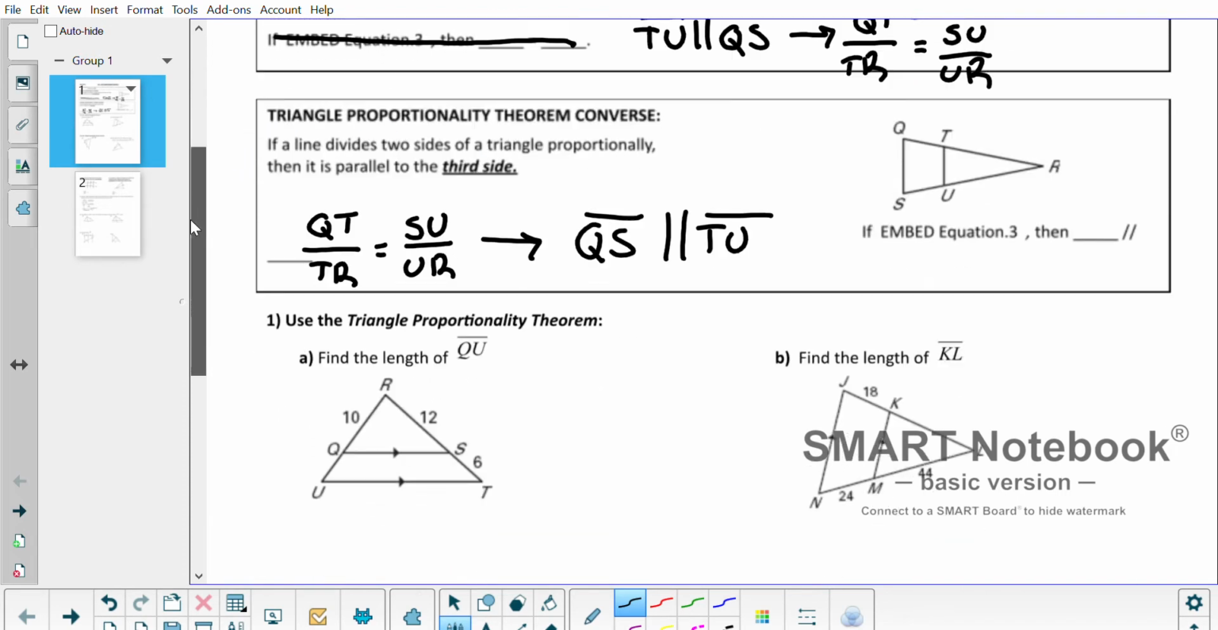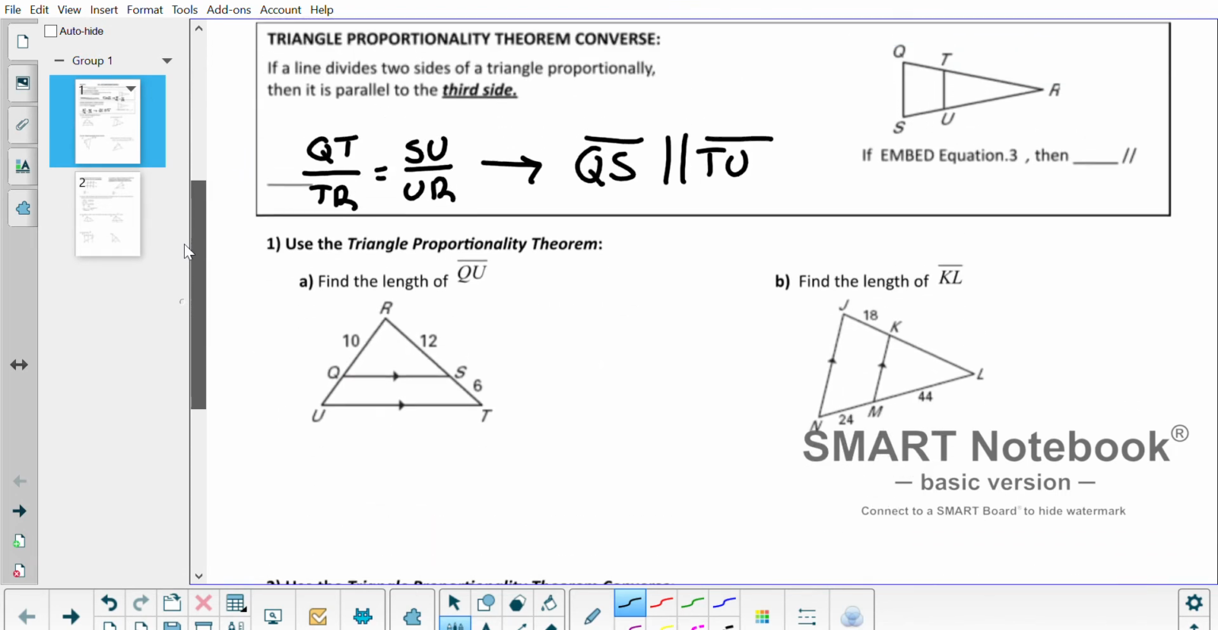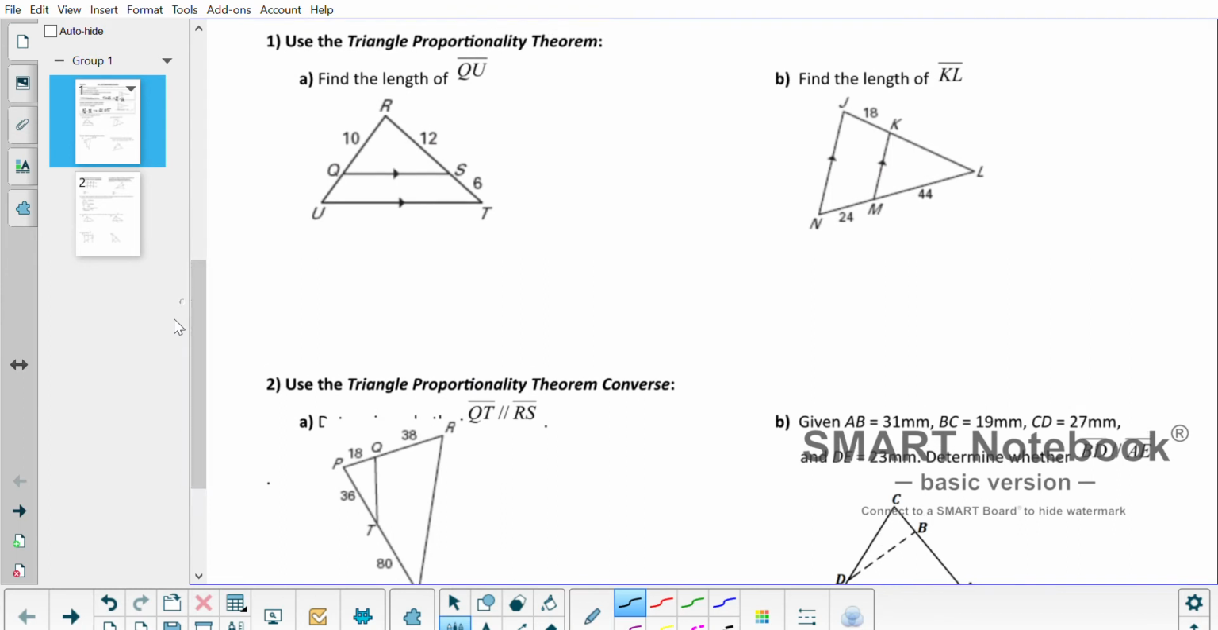So, as we take a look at a couple examples here, number one, part A, we'll walk through this one together and then I'll give you guys an opportunity to try B. So, find the length of QU. So we're looking for this here, we'll just call this X because that is our unknown. We know that QS is parallel to UT. So because these lines are parallel, we know we have proportional line segments here.